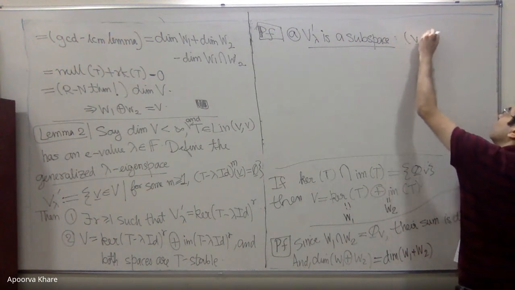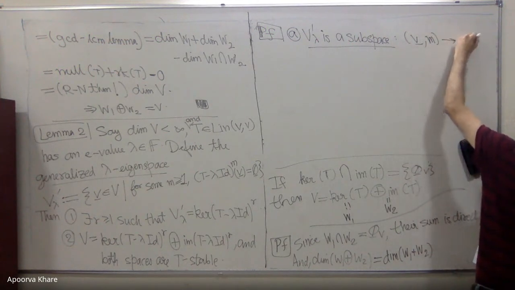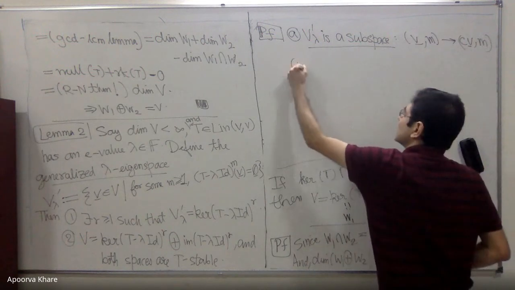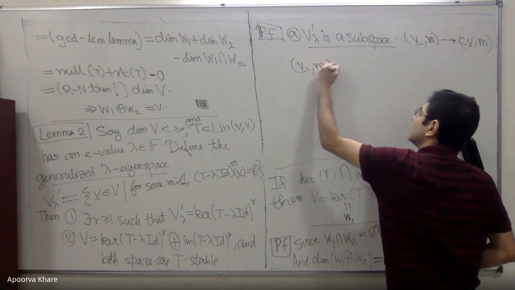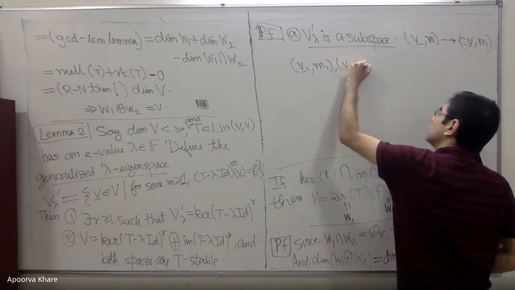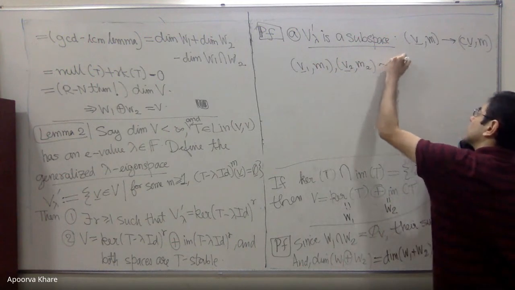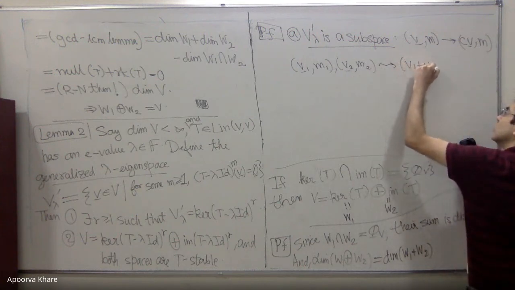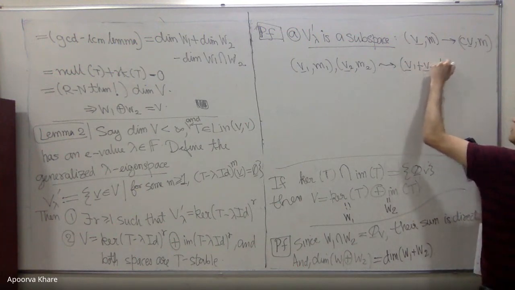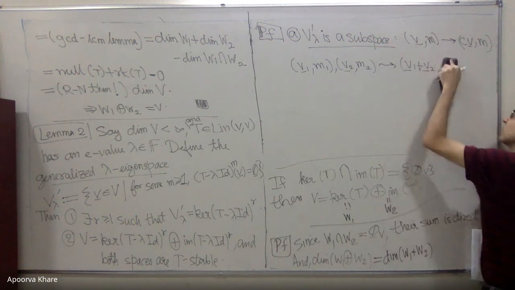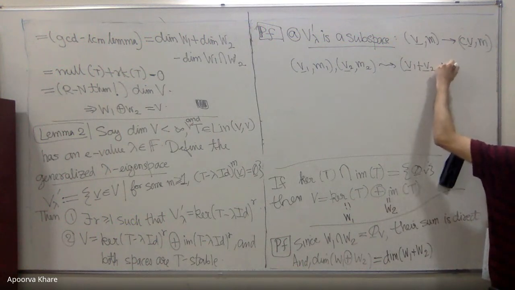I'll just say it this way and you figure out what this means: v1 with m1, v2 with m2. So v1 plus v2 is killed by the power which is the max of m1 and m2, that power of T minus lambda.